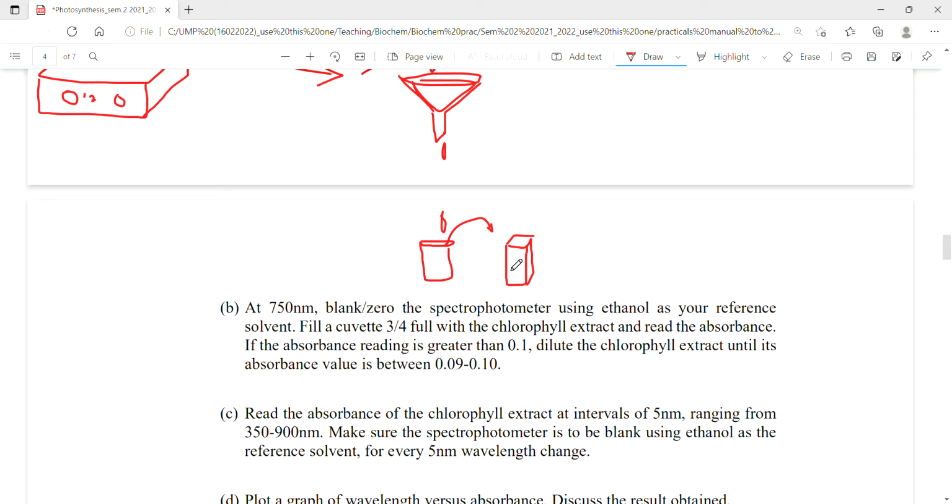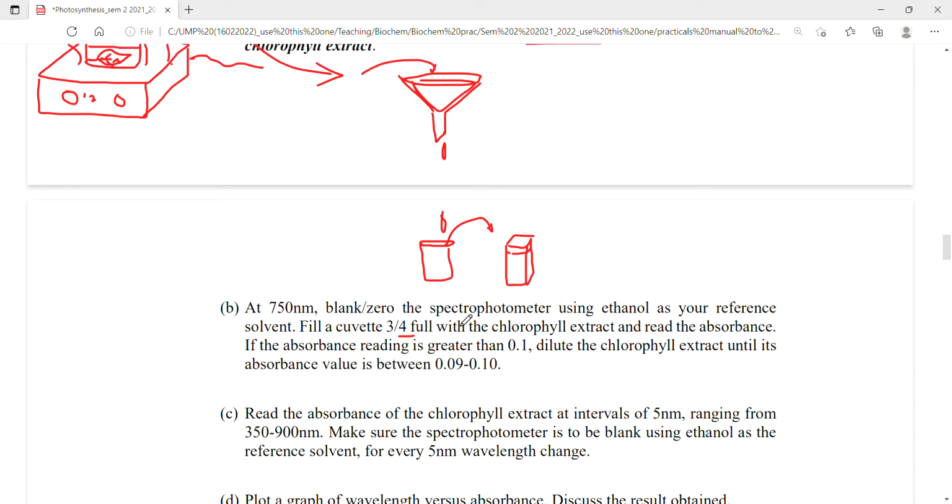Okay, this is the cuvette. You pour up to three-quarters full, and somewhere here, no need to be accurate, because as long as the light passes below through the liquid, that is sufficient. It doesn't have to be exactly 2 ml or 2.5 ml. Just pour the chlorophyll extract in accordingly. So the chlorophyll extract is already in the cuvette.